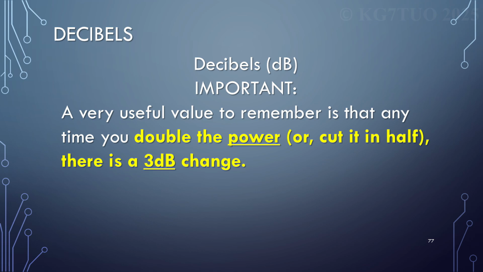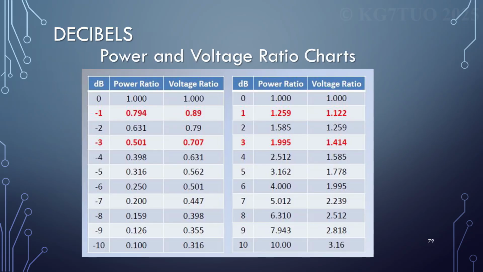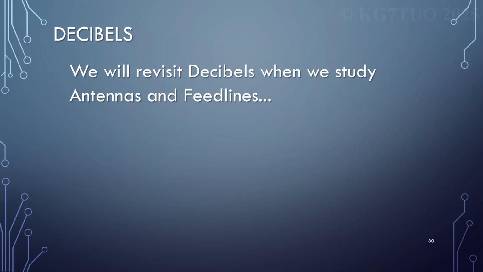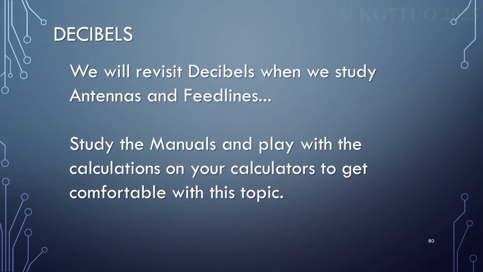So, clear as mud, right? 3 decibels is a cut in half or a doubling of power. So here we are: 0.5 on the power is minus 3 dB, and 1.995 is double, close enough. We'll read decibels again when we study antennas and feed lines. Study the manuals and play with the calculations on your calculators to get comfortable with this topic. On to questions.